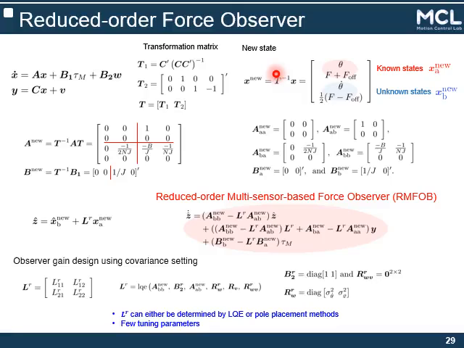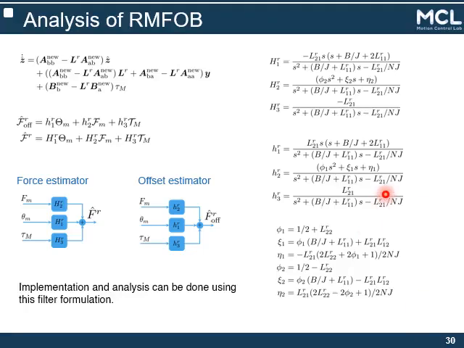The reduced order observer estimates only the unmeasurable state, which means the reduced order observer is a second order observer. As a result, the observer gain to be designed is reduced from a 4x4 matrix to a 2x2 matrix. Therefore, the number of covariance values to be set for the Kalman filter design is also reduced, as shown here. Because the order of the observer is reduced, the observer structure can also be redesigned as a second order filter as shown here.